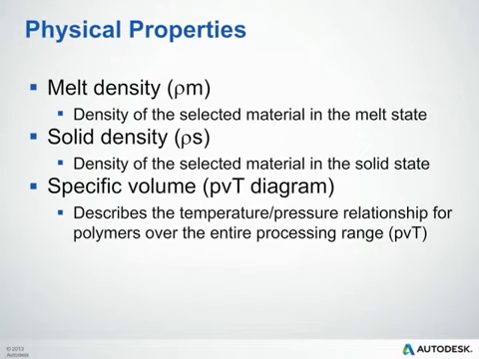Now we'll talk about some of the common physical properties of a polymer. One is the melt density, which is just as you might assume, the density of a material in its molten state. The solid density is just the density of that material in its solid state. And then we also have the specific volume, which is typically captured by a PVT diagram. This diagram illustrates the temperature-pressure relationship for polymers over the entire processing range. So it shows us the relationship between temperature and pressure on the specific volume of a material.